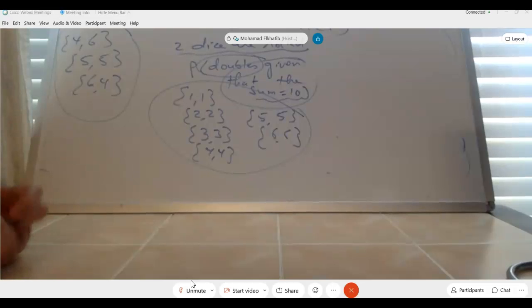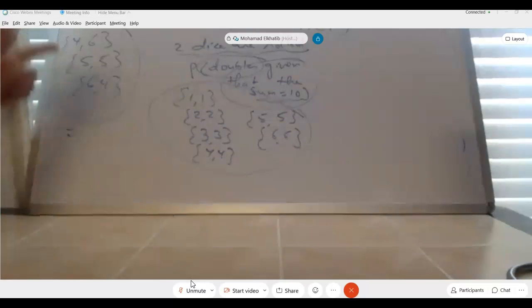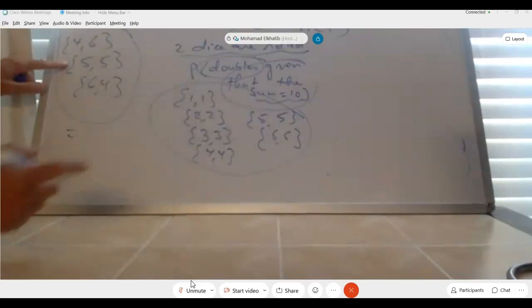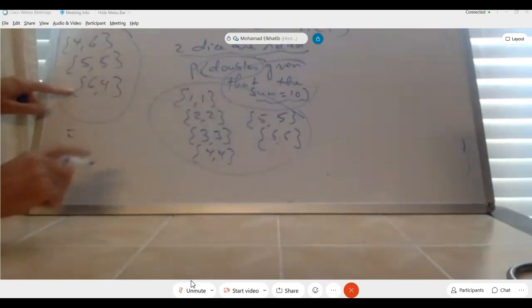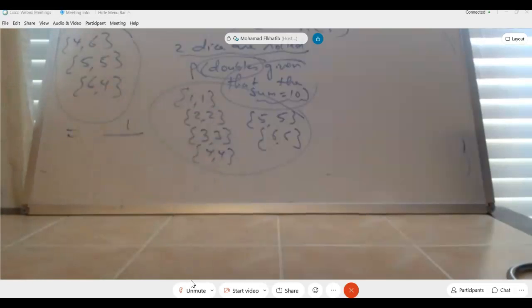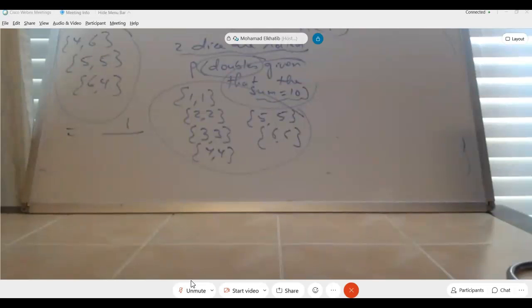Okay. Now what does the formula tell me? What's common between them? 4 and 6. Do I see 4 and 6 here? Nope. 5 and 5. Yep. 6 and 4. No. Do you agree there is only one of them that's common between these two that I circled?